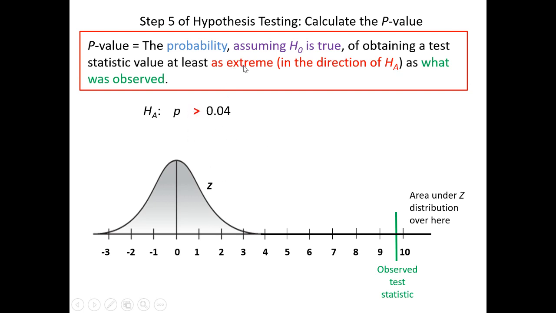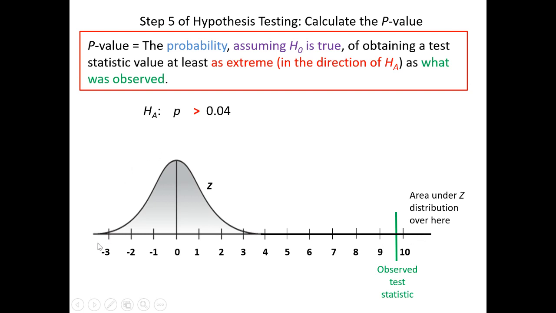What do I mean by at least as extreme in the direction of the alternative hypothesis? Our alternative hypothesis here predicted that the proportion was going to be above 0.04 because we thought a greater proportion of people would be able to quit smoking. So think of this inequality as a little arrowhead. It's pointing to the right. So our p-value here is going to be on the right-hand side of this distribution. That is, the area under the z-curve to the right of our test statistic will be our p-value.